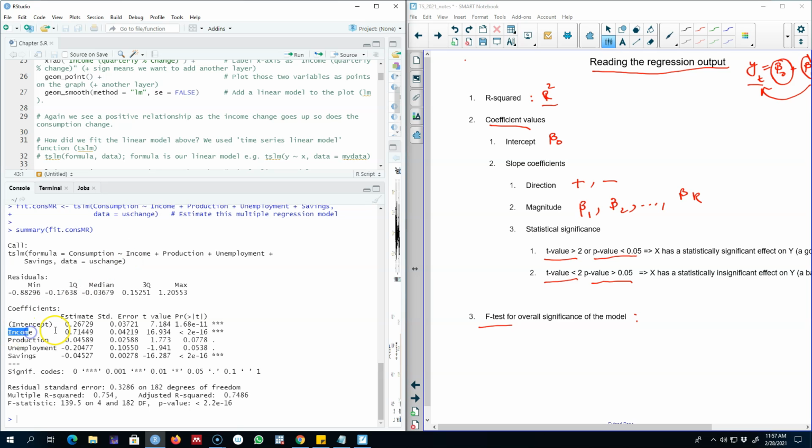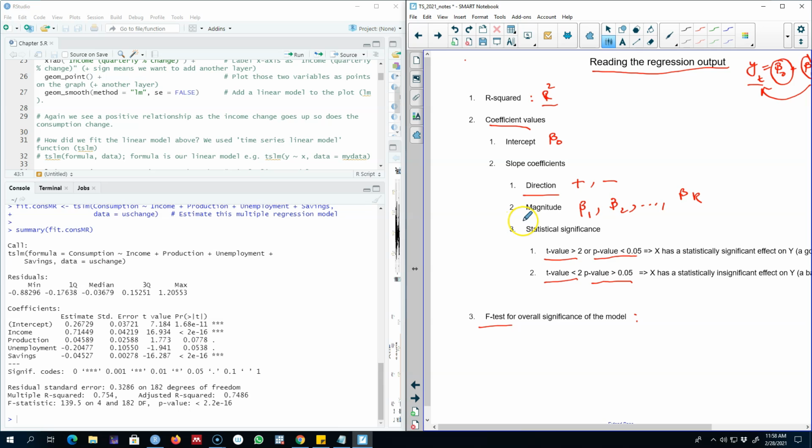And then for the slope coefficients or estimates, here we need to read three things. From these coefficients, we can conclude that the relationship between income and production with consumption is positive. On the other hand, the relationship between unemployment and savings with our dependent variable consumption is negative. So this is the direction part of it. That is, when income and production increase, consumption increases. When unemployment and saving rate increase, consumption decreases.